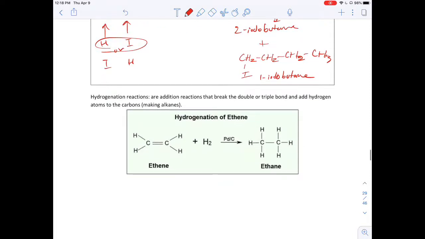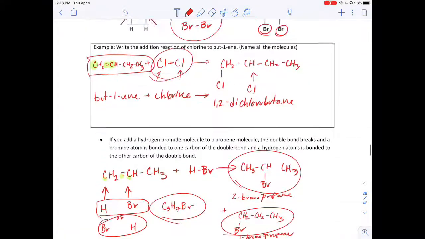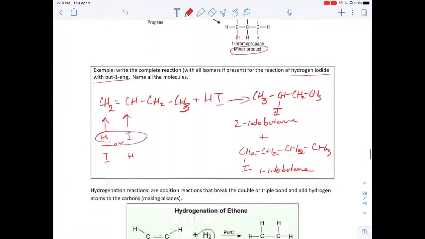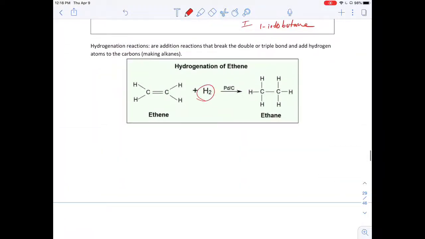Another kind of addition reaction is where you're adding hydrogen. This is exactly the same as when you were adding the halogens, but now what we're doing is we're just saturating it. That's what they do to make saturated fats. They take fat molecules that have a double or a triple bond, and then they react them with hydrogen, break the double or triple bond, and it saturates it. So it becomes just like an alkane.